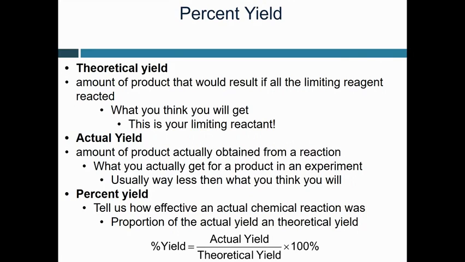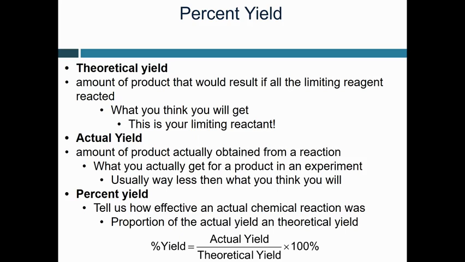Typically, the theoretical yield you get from solving the actual equation or doing a stoichiometry problem or any other type of problem, it's done mathematically because it's what you theoretically should get. The actual yield is the amount of product that is obtained from the actual reaction. So what do you get for a product in an experiment, or what do you actually get from doing the lab, what you actually obtained?